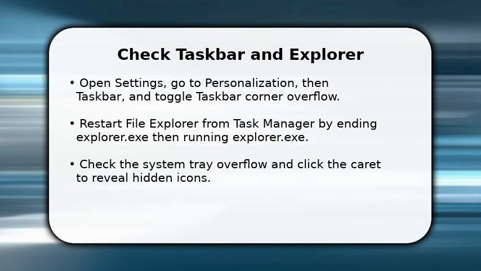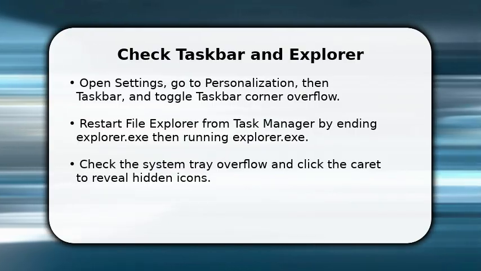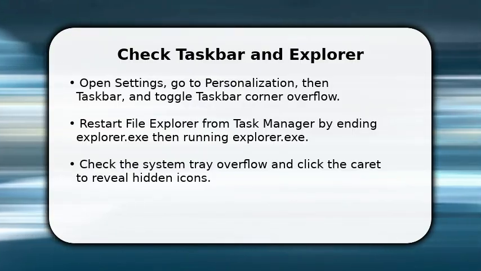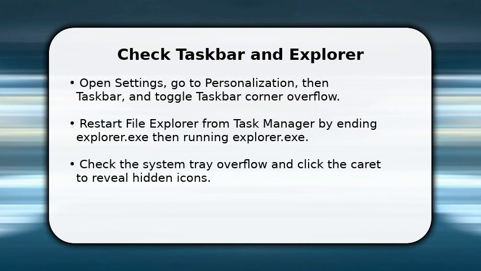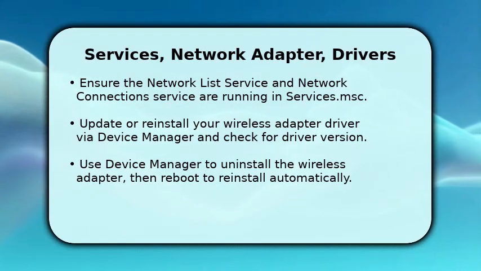Next, open Task Manager and restart File Explorer to refresh the tray icons. In Task Manager, end the Explorer.EXE process and run a new task named Explorer.EXE to restart it. Finally, click the caret in the system tray to reveal hidden icons and confirm the Wi-Fi icon appears there. If the icon still does not appear, check Windows services that support networking.